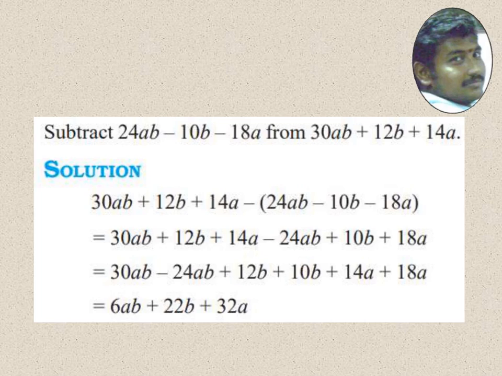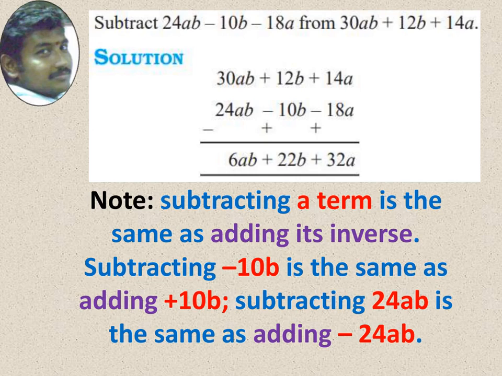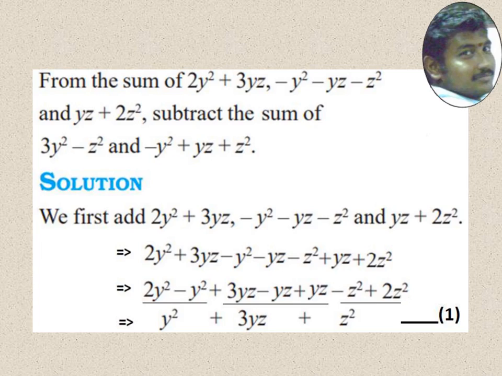Subtract 24ab minus 10b minus 18a from 30ab plus 12b plus 14a. From the first you have to write, then this. The minus sign must be multiplied with the second expression, 24ab minus 10b minus 18a. So minus 24ab, likewise it goes. When the subtraction sign changes, then add like terms with like terms. 14a and 18a is 32a. 12b and 10b is 22b. 30ab minus 24ab is equal to 6ab. So subtracting a term, we have to see very carefully.